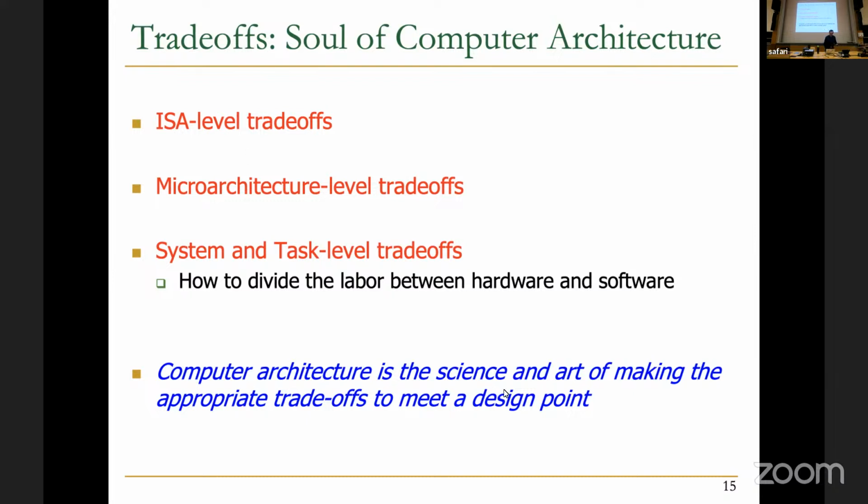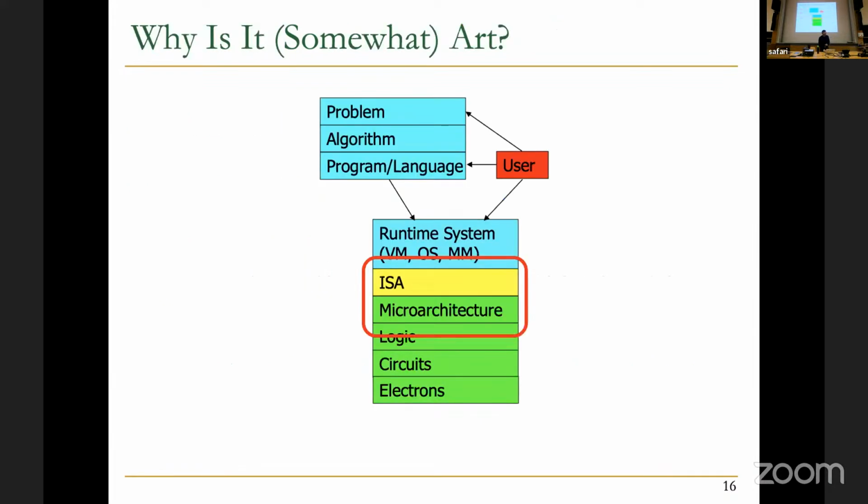And computer architecture is really the science and art of making the appropriate trade-offs to meet a design point in the end. So I said art here, which is blasphemy in the scientific world. How can we do art? Well, every engineer is doing art. There's no way you can just do science, unfortunately, because you cannot model everything perfectly. And the systems are way too complex to do that, at least today.